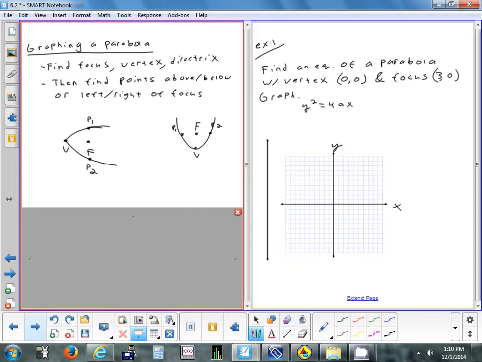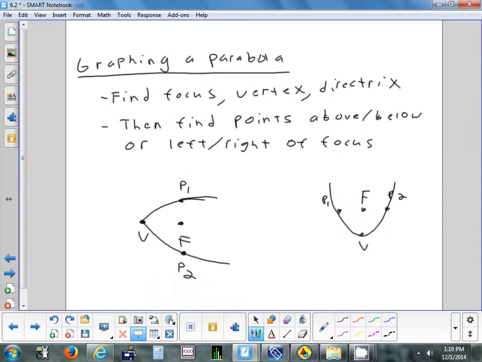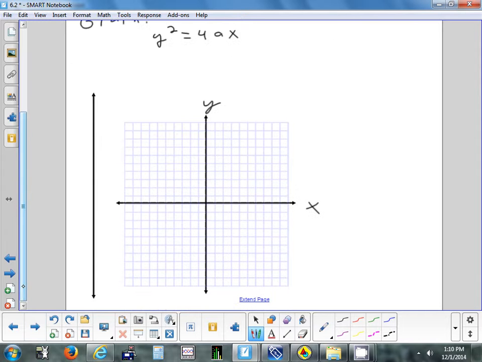So we've got a vertex. Everyone's okay with what's on the right? Okay, let's make that a little bigger. Vertex is at the origin. Focus is 3, 0. Okay, so that's 3 to the right. That's my vertex. That's my focus. Which way is this parabola going to have to open to wrap around the focus? Yeah, it's going to open to the right. We're going to do a nice sketch, so I'm not going to try to estimate it, but it opens right.